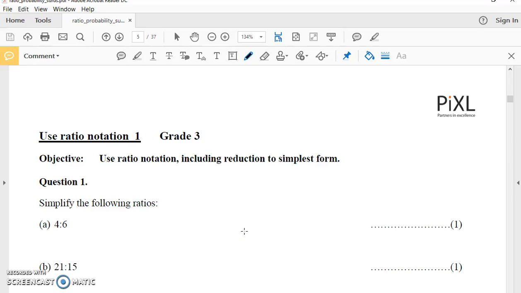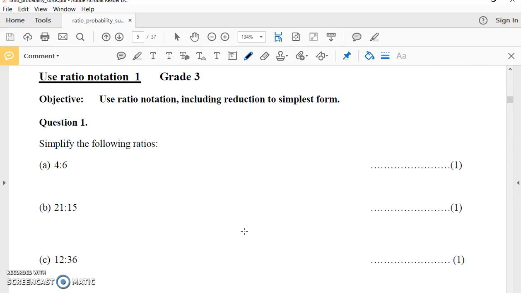Alright, so first thing we're going to do is just go through basic ratios. Most of these are foundation level questions. I haven't put any problem solving questions in. If you want me to do some problem solving questions, just let me know and I will do.